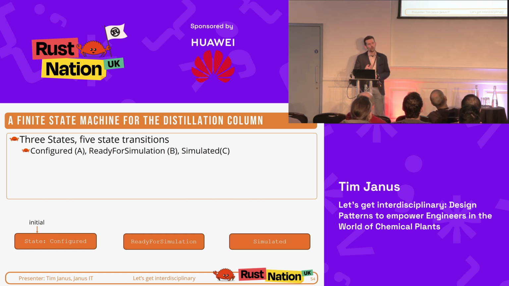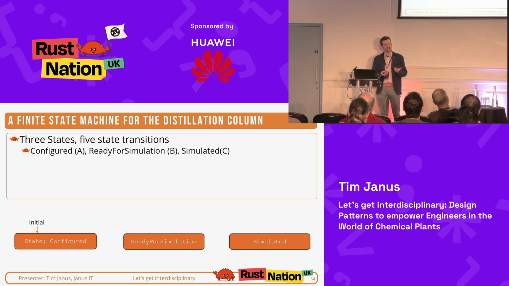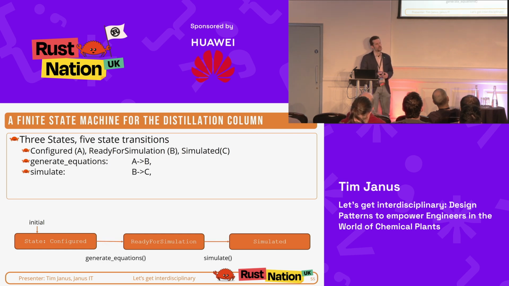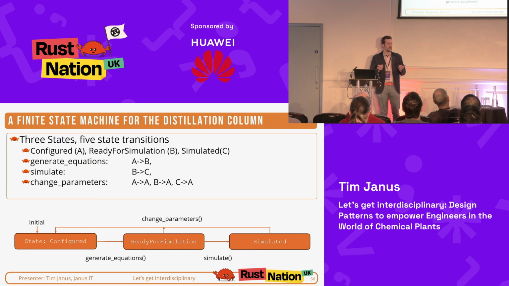So we still want to model our distillation column, and here we will use 3 states. First, after the building it's configured. Then, I come from a background where modeling, simulation, and optimization is interesting, so you would get the data structure ready for simulation. That means generate the equation system. And you would simulate it then. And then you have a simulated distillation column which contains some results. And besides that, from each of these states, you could have a method changing the parameters, which just moves our distillation column back to the initial state, sorry.